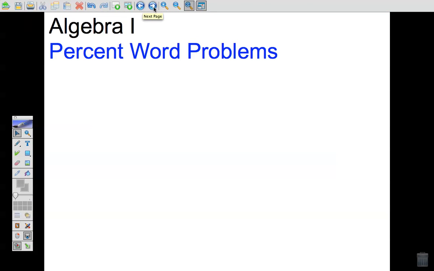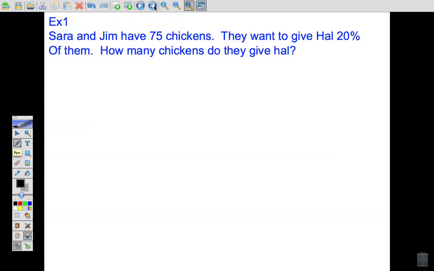Okay, in Algebra 1 today, percent word problems is the topic. And let's take a look at example 1 here right away to start with. Copy it down. Pause this, copy it down.